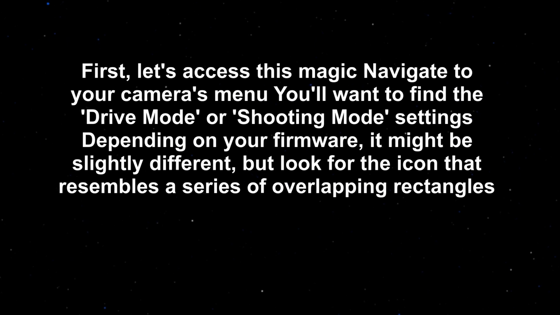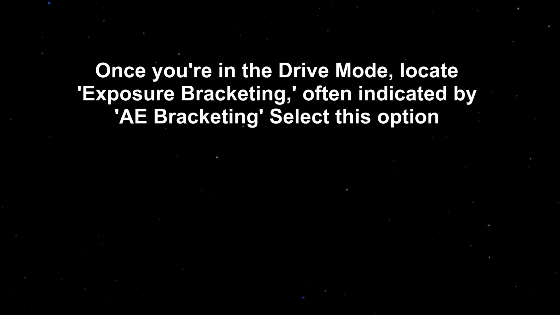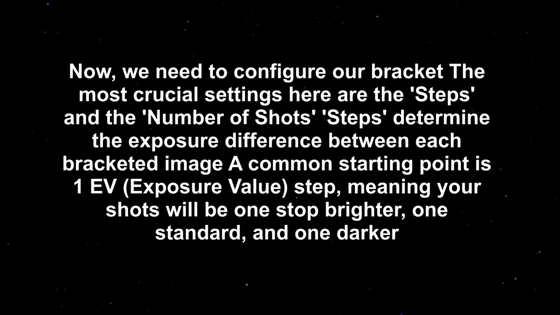First, let's access this magic. Navigate to your camera's menu. You'll want to find the drive mode or shooting mode settings, depending on your firmware. It might be slightly different, but look for the icon that resembles a series of overlapping rectangles. Once you're in the drive mode, locate exposure bracketing, often indicated by E bracketing. Select this option.